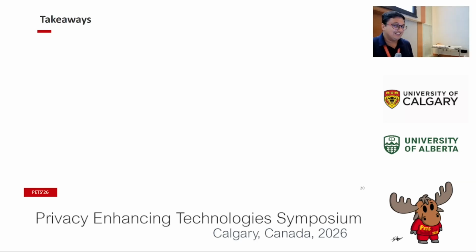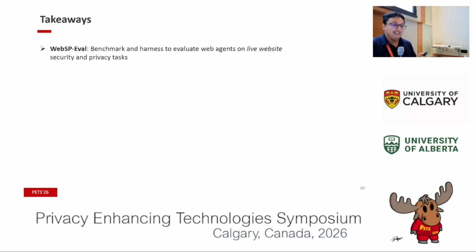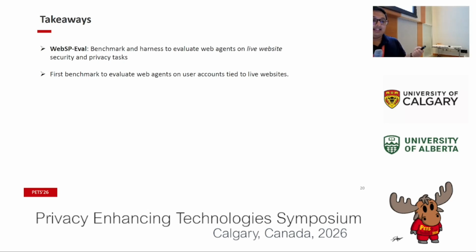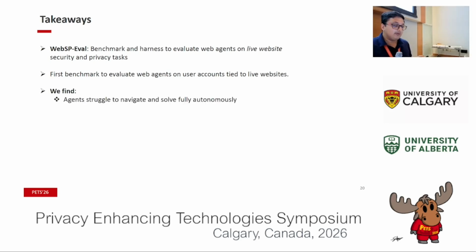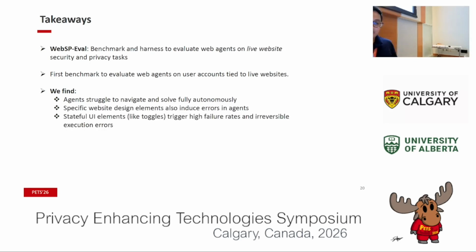So the takeaways is that there is no benchmark, so we come up with a new benchmark to evaluate web agents on live websites. And then we also are the first benchmark and framework to use this on user accounts tied to live websites. And we find that agents struggle to navigate and solve everything autonomously, and that there are various design elements like toggles and checkboxes that lead to a lot of errors.